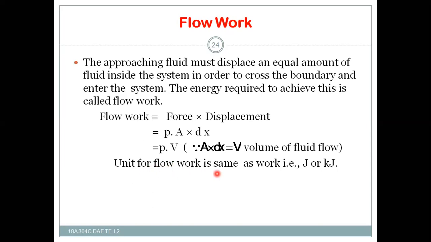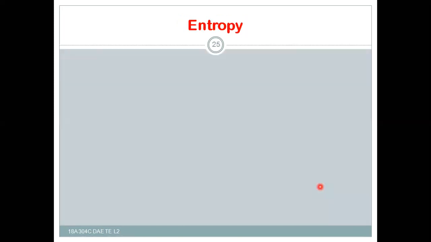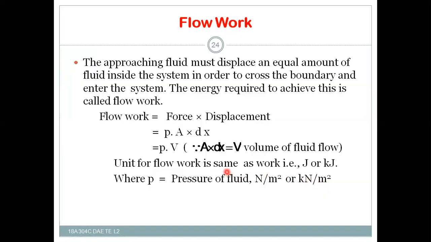So the unit for flow work is also the same as work, that is joules or kilojoules, where P is the pressure of the fluid either in Newton per meter square or kilonewton per meter square, or kilopascals or pascals, whatever it is. So this is all about the flow work.